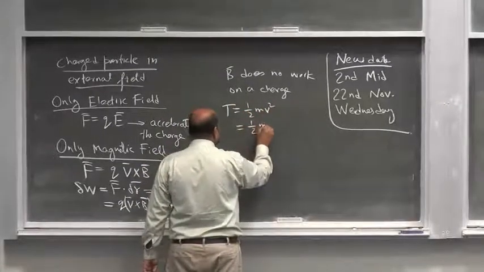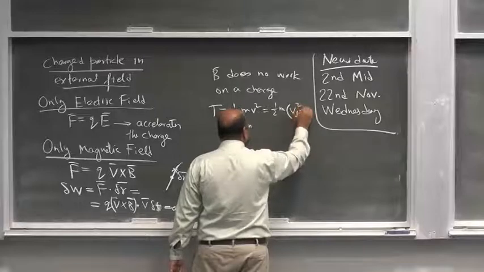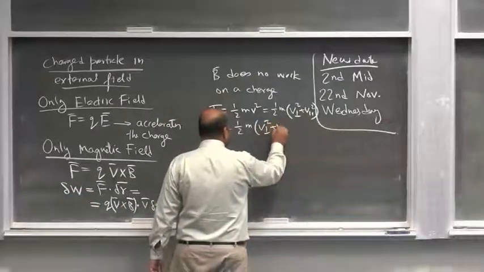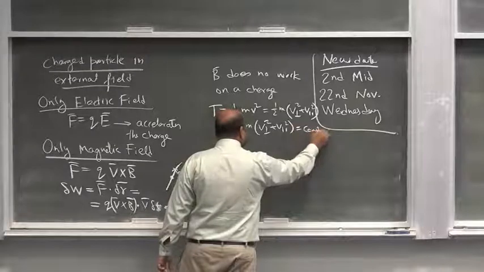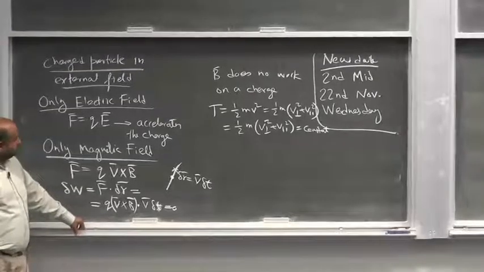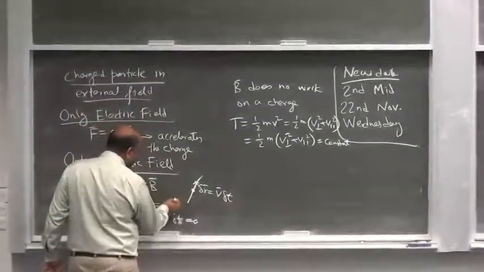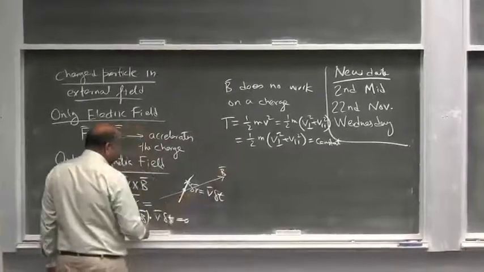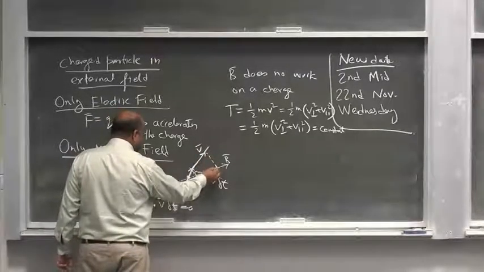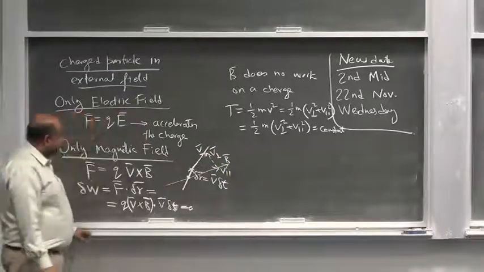given by this, which we can write as, let's say, if you resolve it into perpendicular and parallel components of the velocities, this is constant. So the magnetic field does not change the total energy, total kinetic energy of a particle. So this perpendicular and parallel is this. Let's say this is the direction of the B field. This is velocity vector. So this component of velocity I'm referring to as parallel component, and this component of velocity is the perpendicular component.